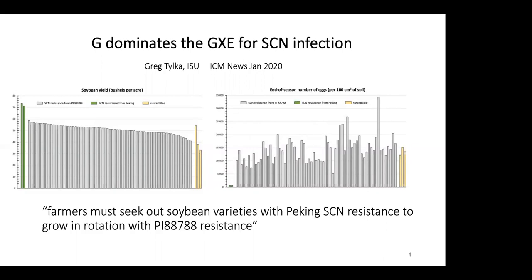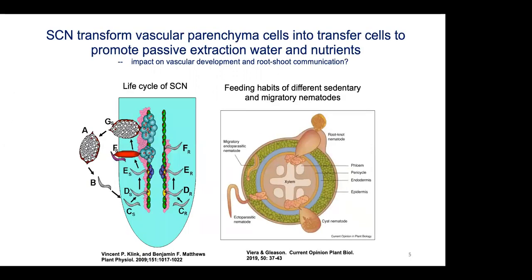So what's the recommendation? I think you all know it very well: find resistance and use it as best you can in some kind of rotation, mixing the 188, 788 resistance with the Peking resistance. Otherwise, you're going to have a lot of eggs forming on those plants. And we'll see what happens to root growth when that variation takes off.